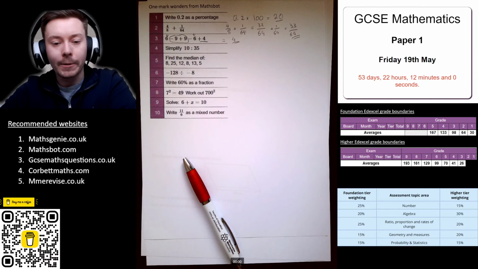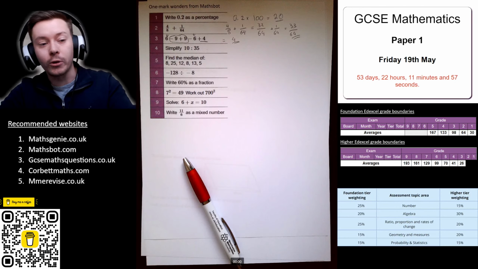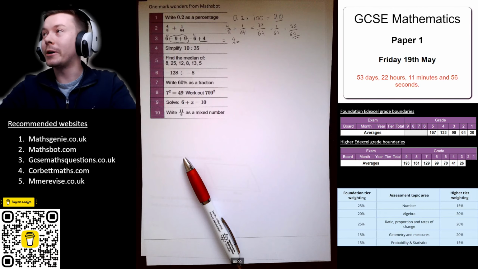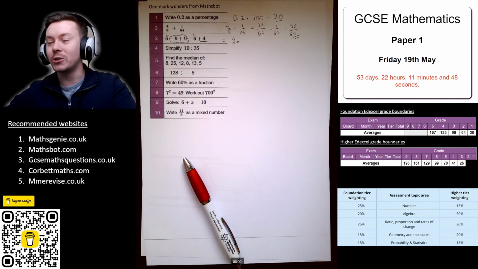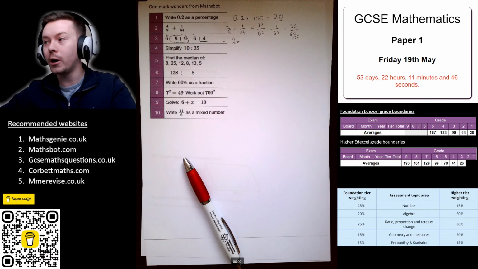Okay, right, I've started going through these. The camera wasn't working, which I now know, and the sound wasn't working, but I'll go through it quickly again. 0.2 to a percentage, decimals to percentages. You need to times your decimal by 100 to get it into a percentage.